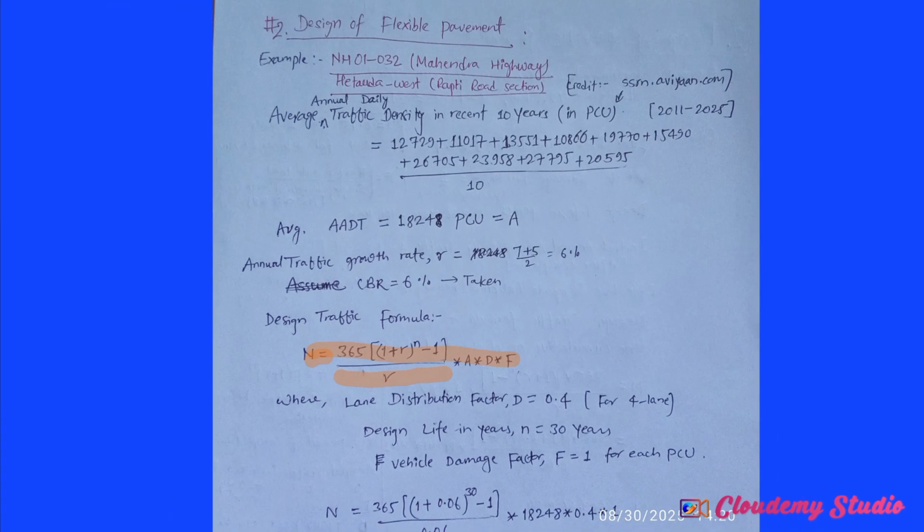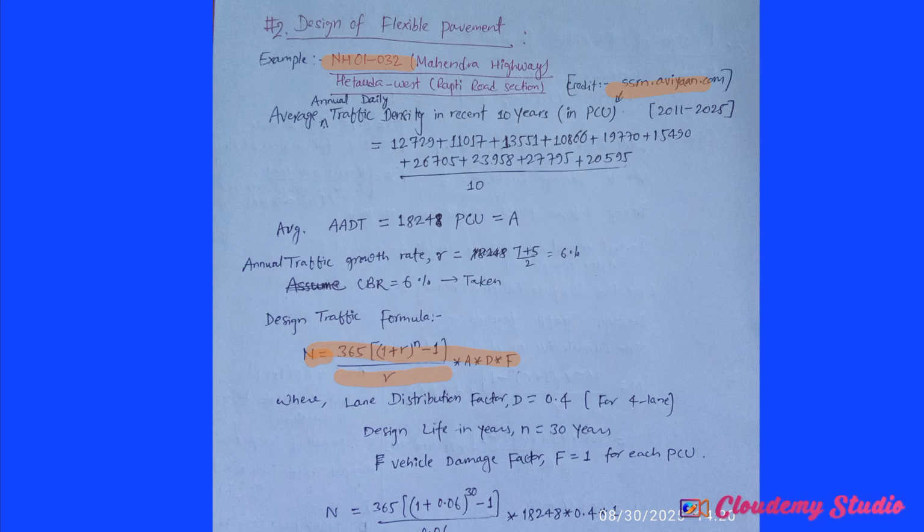Here we are going to design the NH032 Hetauda West road section. I have obtained some data from a given website, ssrn.avian.com.